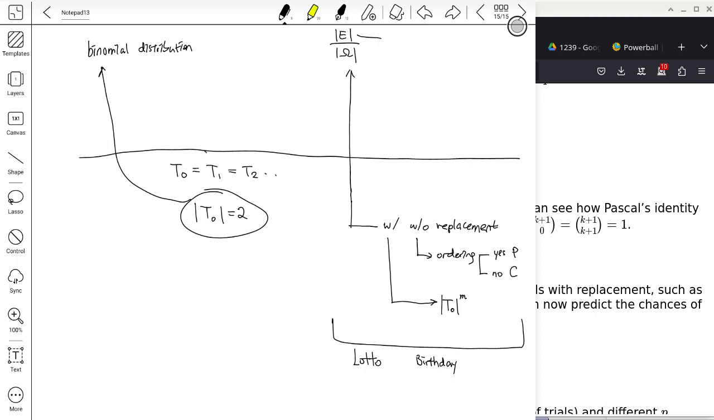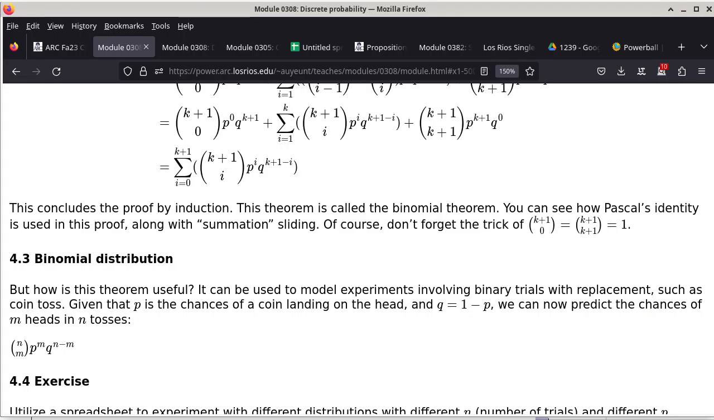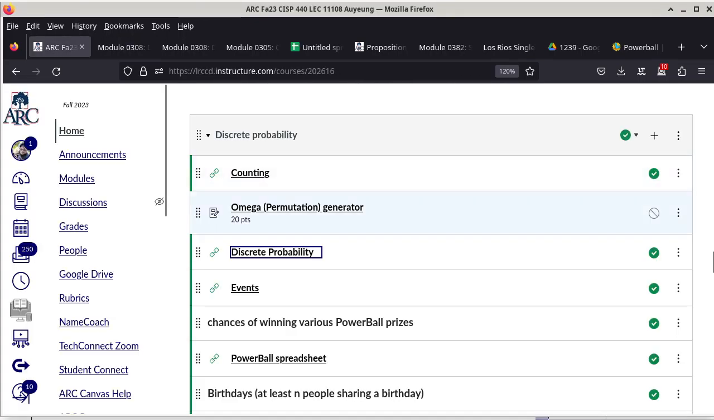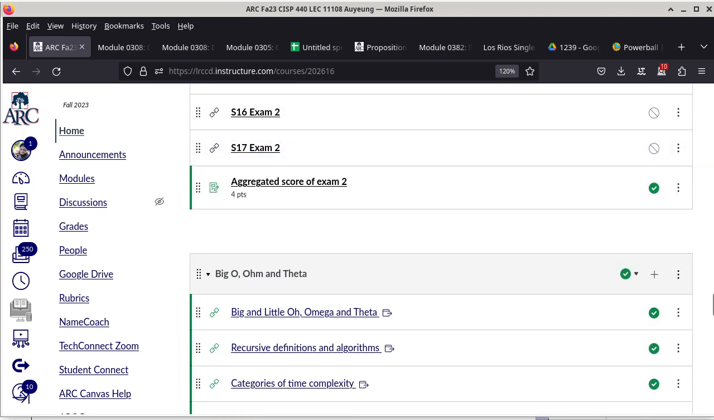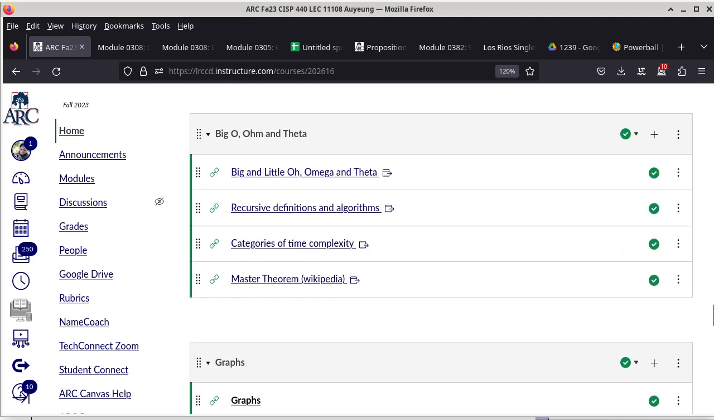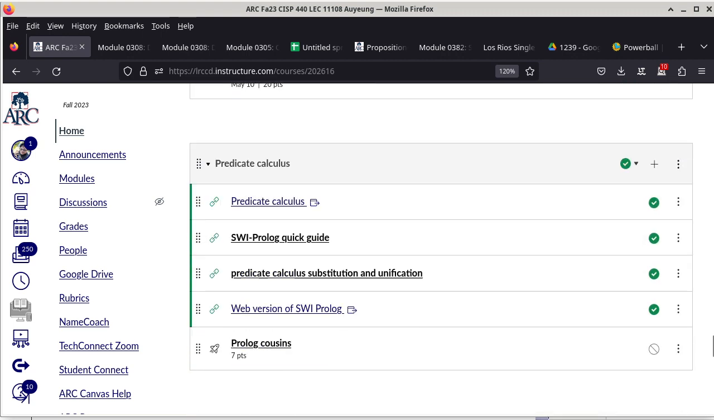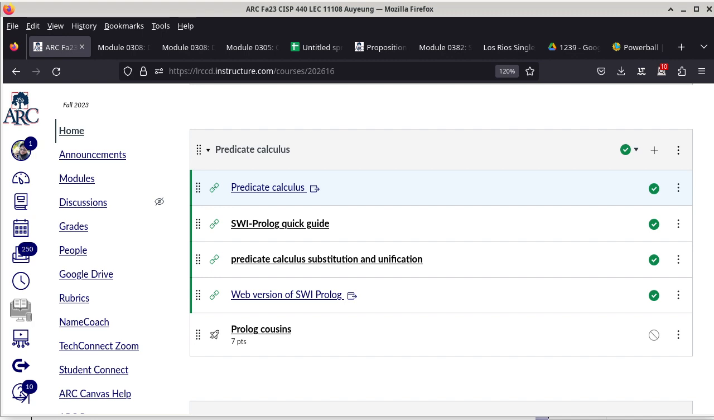All right, so with that said, getting back to Canvas, what we have left to do after discrete probability is exam two. Oh my goodness, right after I finish the grading of exam one, here comes exam two. After that, we're going to talk about the big O, which is big Omicron, big Omega, and also big Theta notation. That's actually a pretty important concept that we have to go over. And then after that, we'll talk about graphs. And if we have time left, we can talk about predicate calculus.